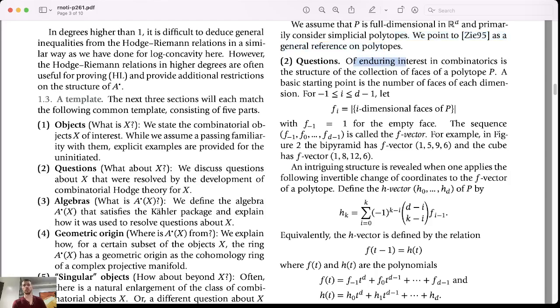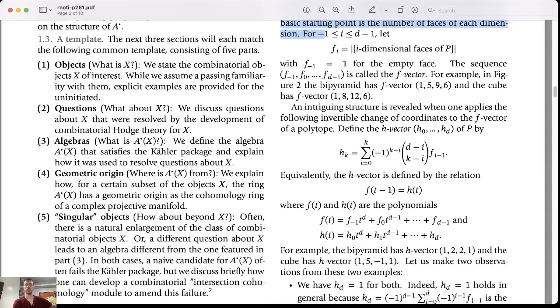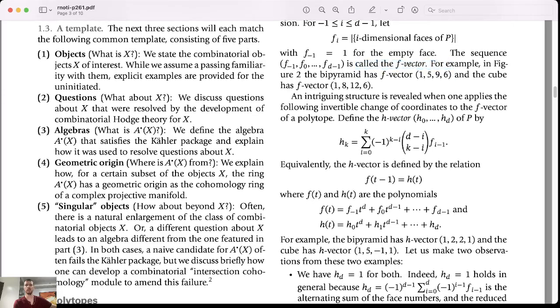Questions. Of enduring interest in combinatorics is the structure of the collection of faces of a polytope P. A basic starting point is the number of faces of each dimension. For -1 less than or equal to I less than or equal to D -1, let Fi equal the cardinality of the set of I-dimensional faces of P, with F sub -1 equal to 1 for the empty face. The sequence F-1, F0, through Fd-1 is called the F vector. For example, in figure 2, the bipyramid has F vector 1, 5, 9, 6, and the cube has F vector 1, 8, 12, 6.